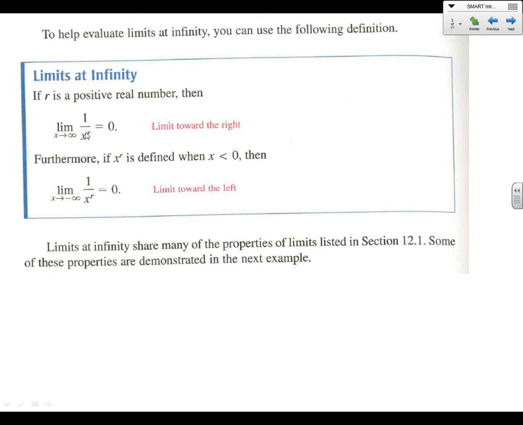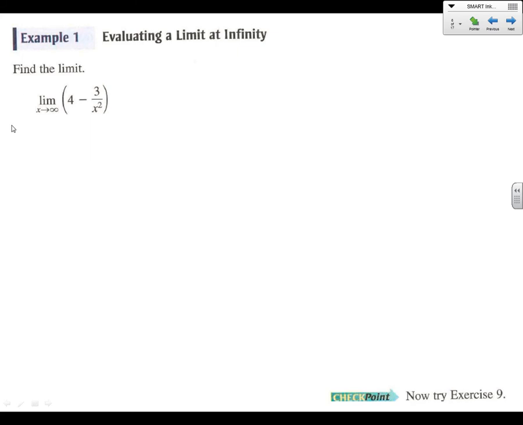So if you have an x in the denominator to any power, the limit of that is going to be 0 as x approaches infinity, and negative infinity as well. All right, so we're going to use that here for the first example. What's the limit as x goes to infinity of 4 minus 3 over x squared? All right, so as our numbers for x get really huge, right, we're going to have 3 divided by really, really big numbers, which essentially becomes 4 minus 0. Because if we're dividing by a huge number, it's going to turn into 0. So our answer here is simply 3.